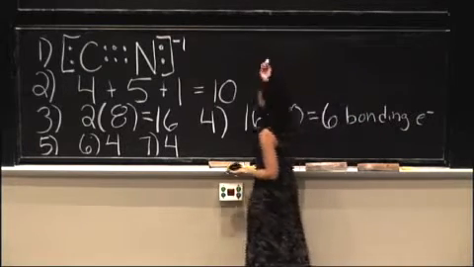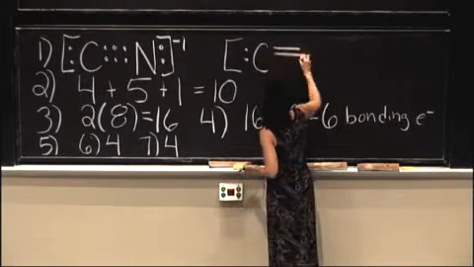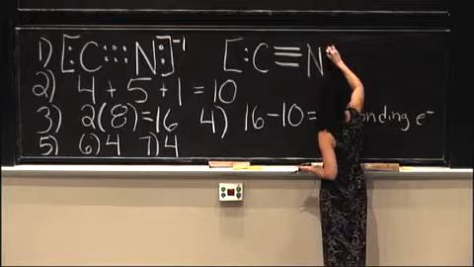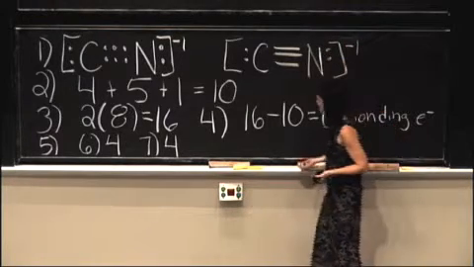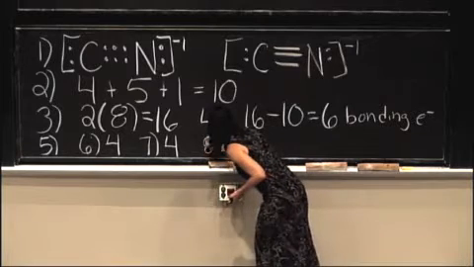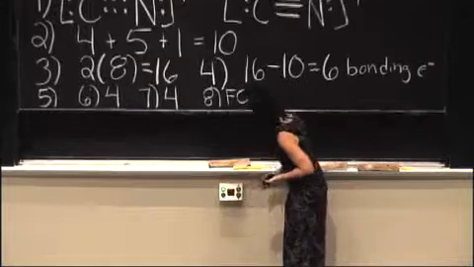Let's redraw this so it looks a little bit neater, where we have a triple bond in the middle instead. And again, we need our -1 charge there. And our 8th step in the process, again, is formal charge, which we will talk about very soon.